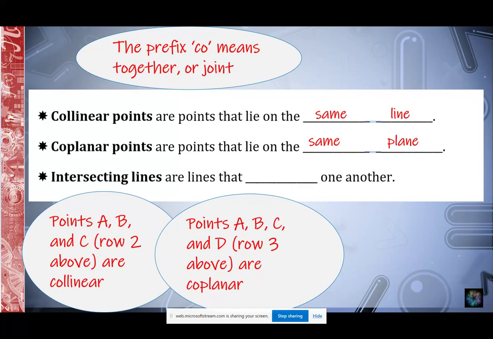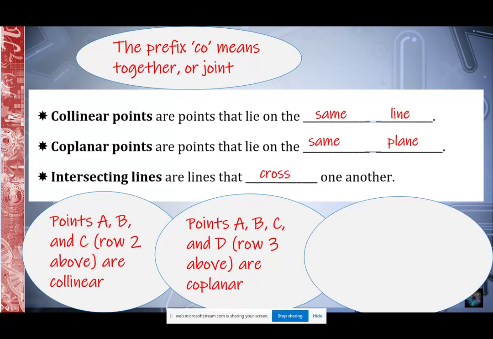Now, intersecting lines, I hope you already know, they are just lines that cross one another. I'm going to go ahead and give you just a really quick picture, just more of a sketch. So just be aware of what those things look like.